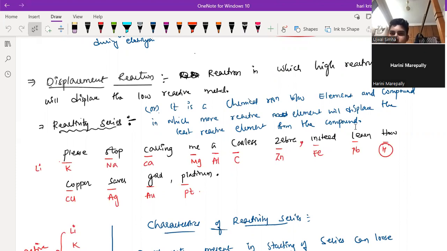This is the shortcut trick. Please stop calling me a careless zebra and learn how copper saves gold. So lithium, potassium, sodium, calcium, magnesium, aluminum, next one carbon, zinc, iron, lead, hydrogen, copper, silver, gold, and platinum.